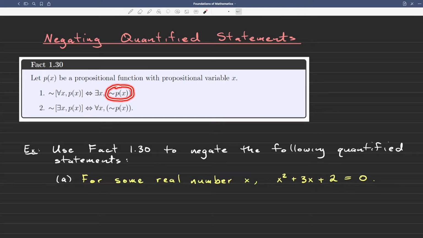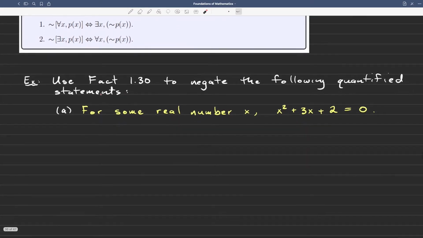Probably the trickier part is just how do you negate the propositional function. To do that, you'll use tautologies that we had back in that big list of tautologies. There were several of those tautologies that apply to how you negate an and statement, how you negate an or statement, how you negate an implication, and so on. Let's take a look at a few of these.